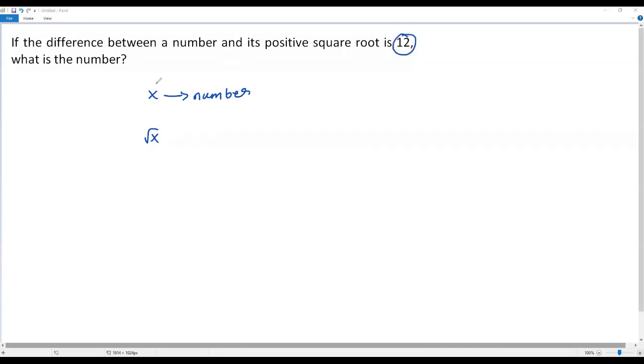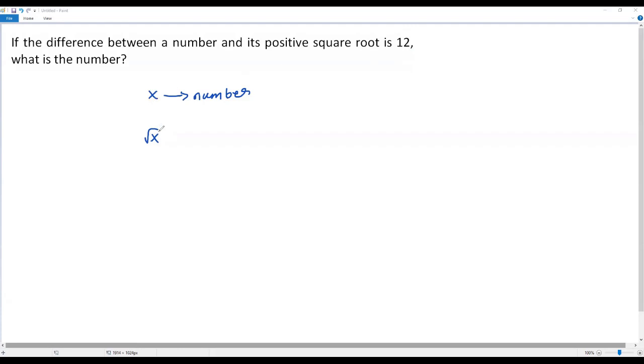Whenever I want to find the difference between two numbers, I have to do subtraction between them. And when the difference is a positive value, I have to subtract the smaller value from the bigger value. Here we have x and square root of x, and now we have to get the difference between these two. So which one is smaller? When I take the square root of a number, the square root of the number will be smaller than the number. So clearly the square root of x is smaller than x.